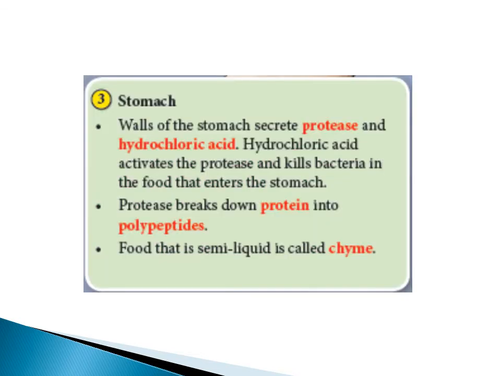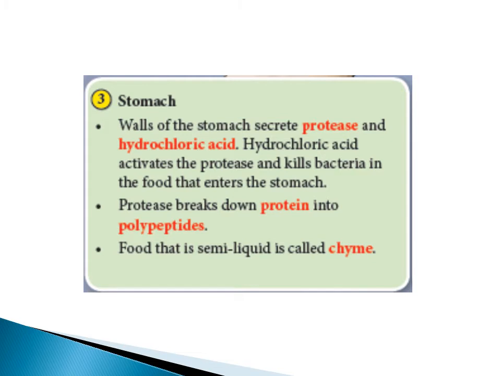At the stomach, the walls of the stomach secrete protease and hydrochloric acid. Hydrochloric acid is a chemical which activates the protease and kills bacteria in the food that enters the stomach. So this is our first protection in the digestive tract, where it protects our body from harmful microorganisms. Protease breaks down protein into polypeptides. Food that is semi-liquid is called chyme.